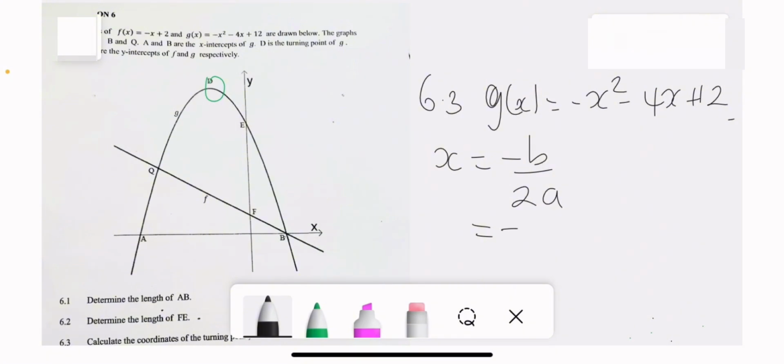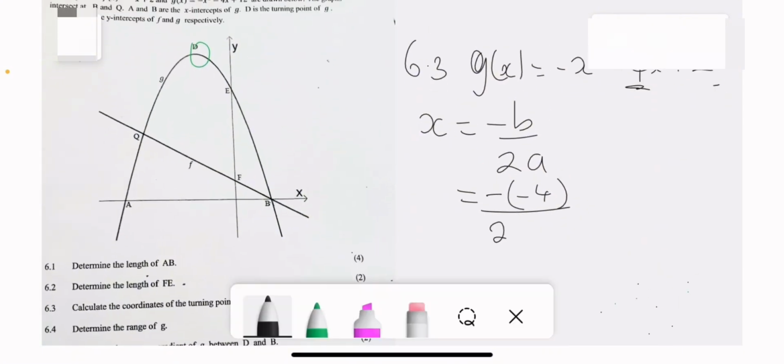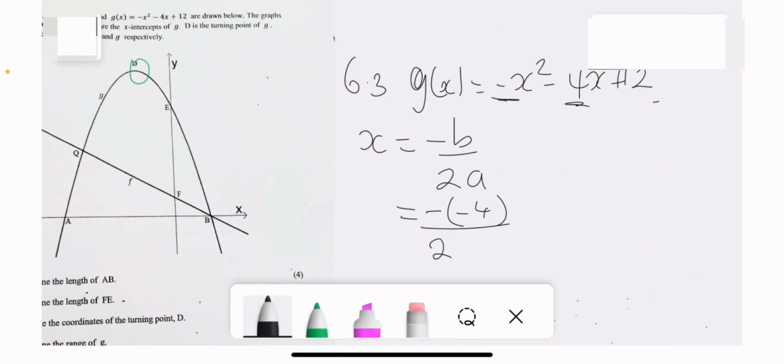We have the minus, the b is negative 4. So it's minus into brackets, minus 4, over 2 times a. The a is the coefficient of the x squared, in this case negative 1. So x is equal to negative 2.